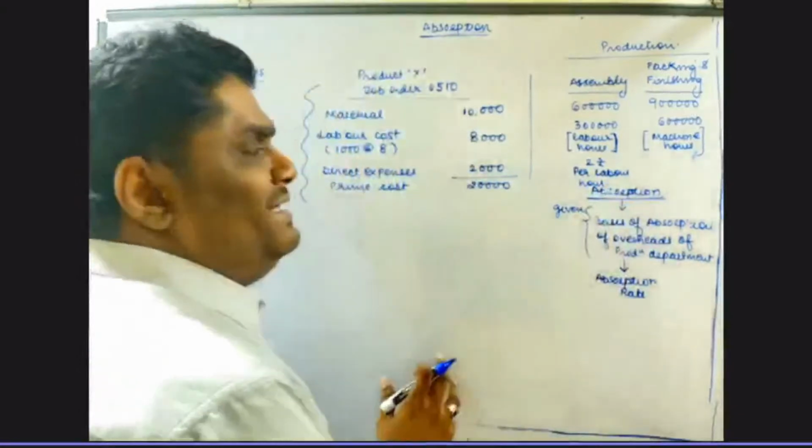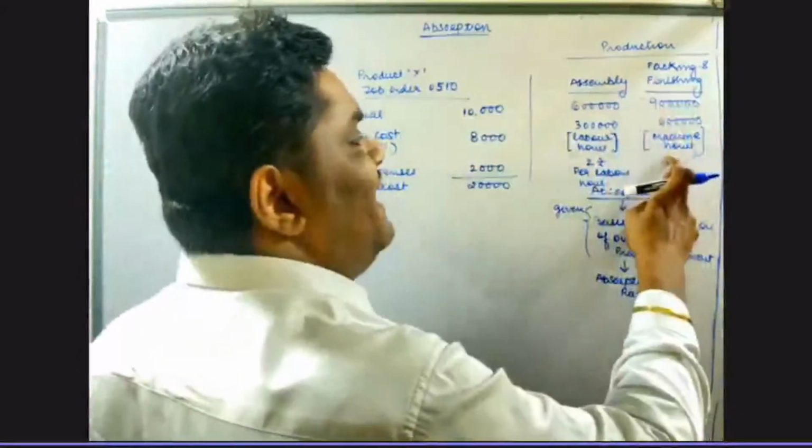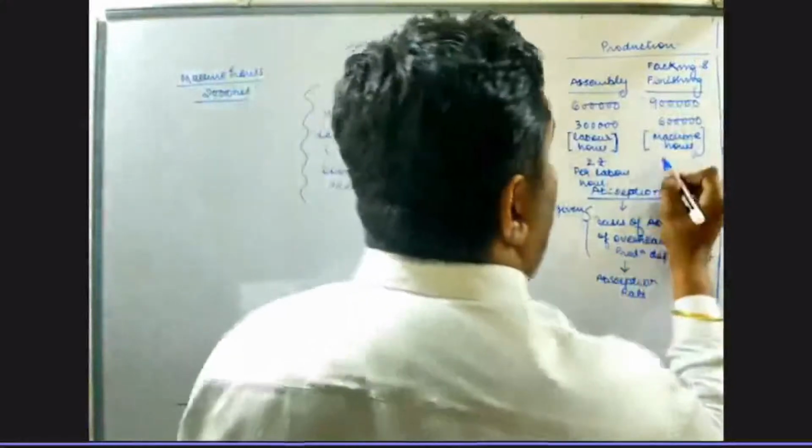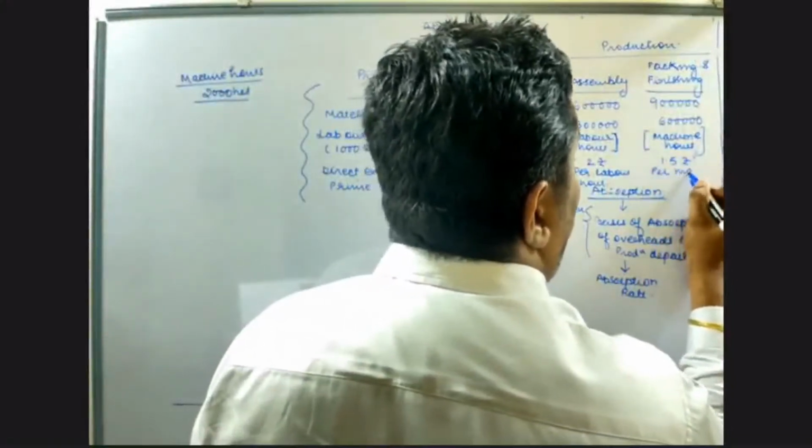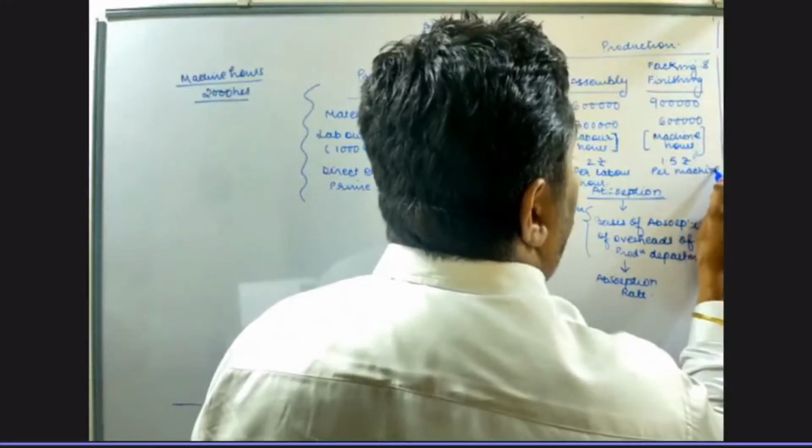In second case, 9 lakh cost for 6 lakh machine hours. So per hour will be how much? 1.5 rupees per machine hour.